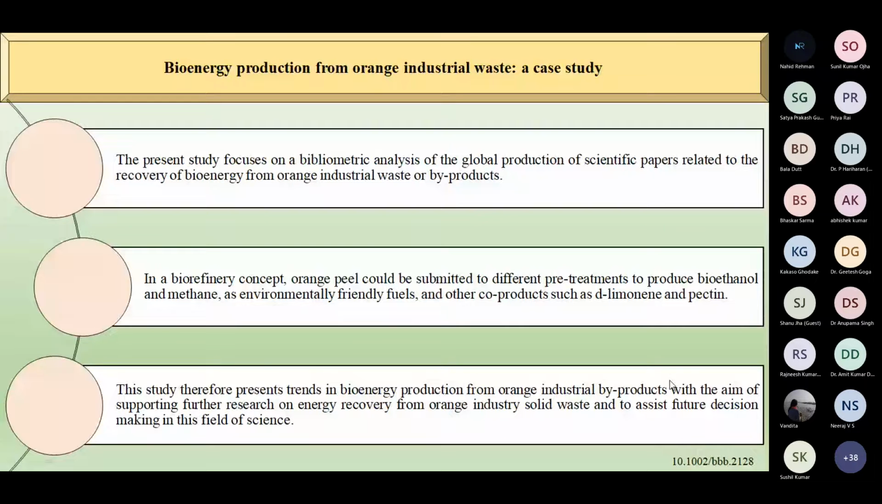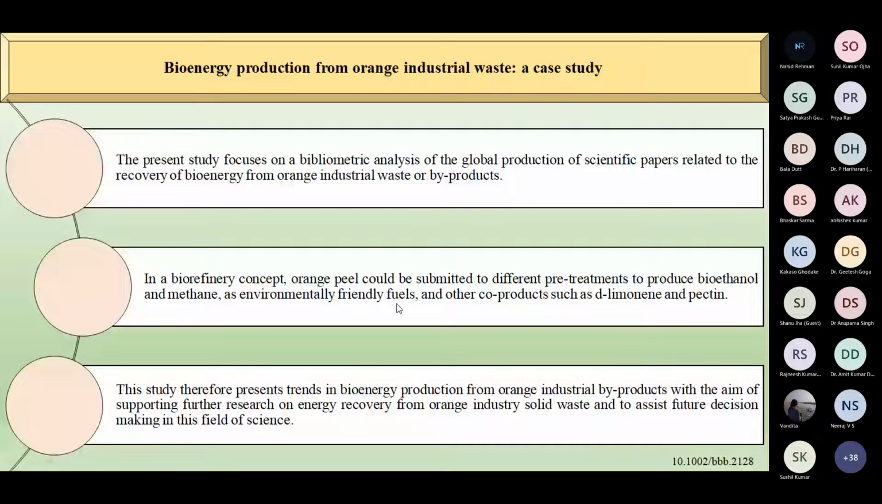Okay, now coming to another case study. This is the case study for bioenergy production using orange industrial waste. Orange, which is your fruit, also produces a lot of fruit pulp and peel after its processing. So it is also a kind of global threat, how to use it in a biorefinery concept. So different pre-treatments were done to produce bioethanol and methane as environmentally friendly fuels. And some other co-products were also achieved like limonene and pectin.